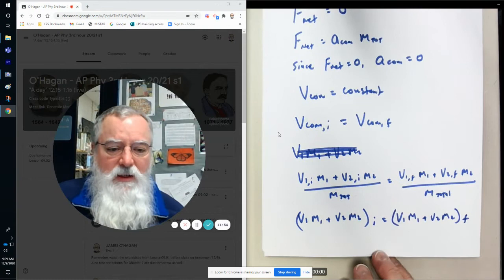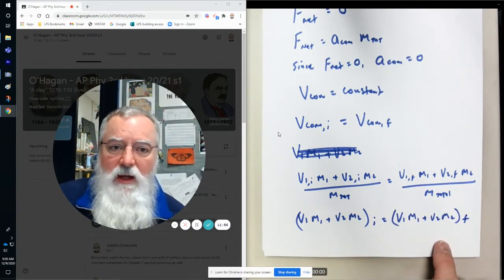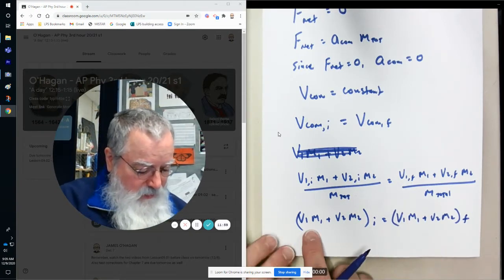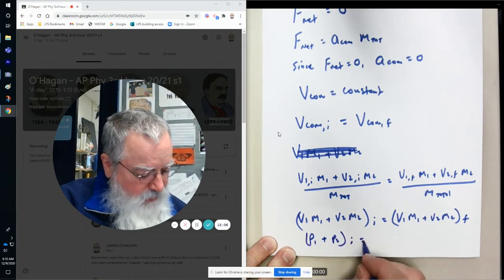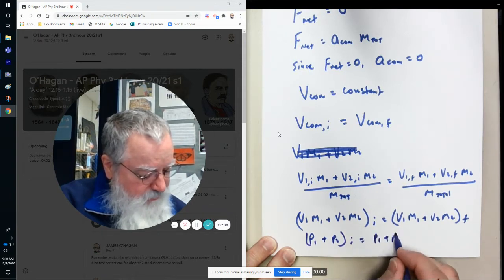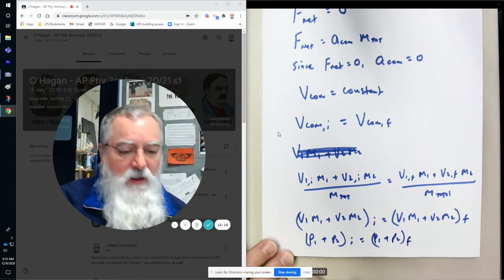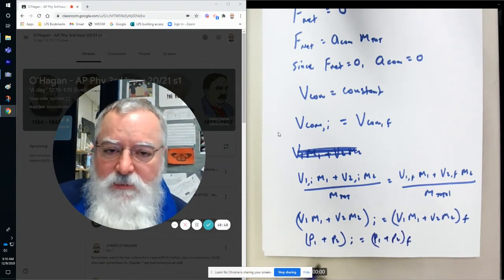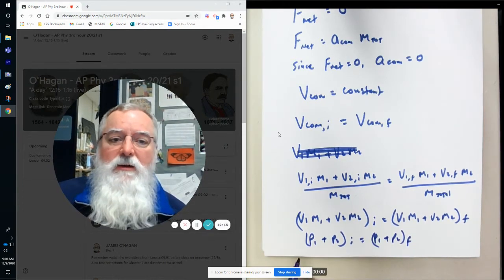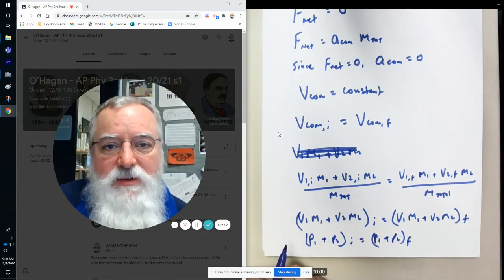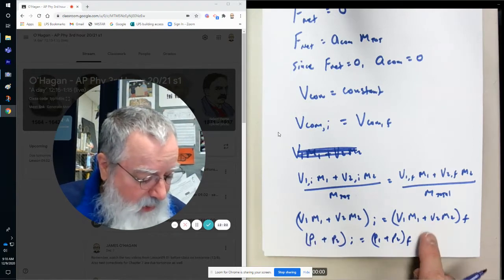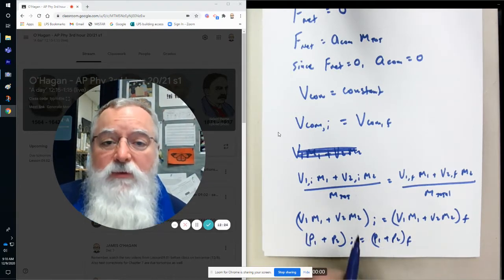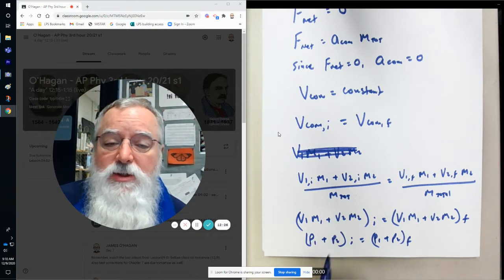And guess what that looks like? That looks a whole lot like conservation of momentum. P1 plus P2 initial equals P1 plus P2 final. Conservation of momentum, stemming from Newton's second law and this idea of position of center of mass. Not so shabby. We now have conservation of momentum flowing from previously established laws.